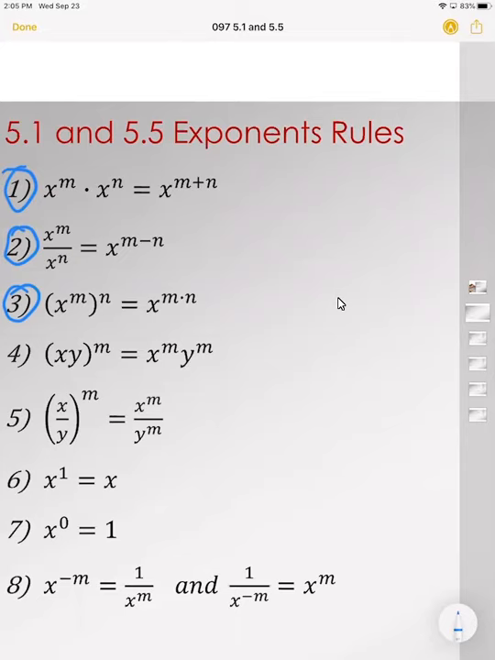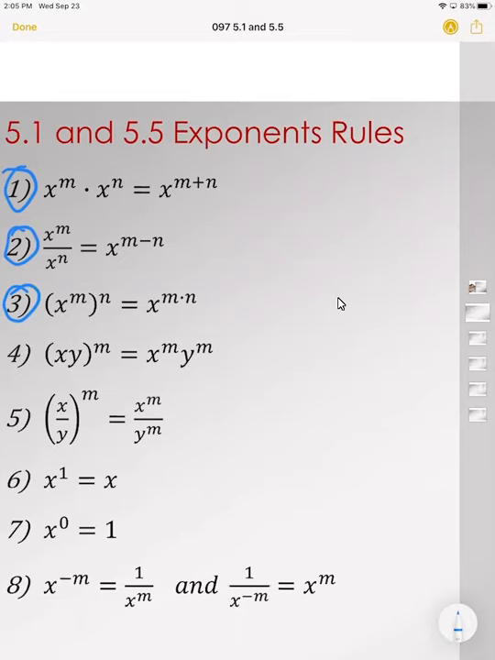And reminder, rule number 1 on this slide is the product rule. It basically tells you that if you multiply the same base, which in this case my base is x, you need to add the exponents. And vice versa, if you divide the same base, you need to subtract the exponents.